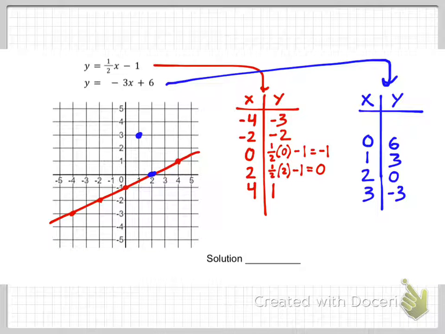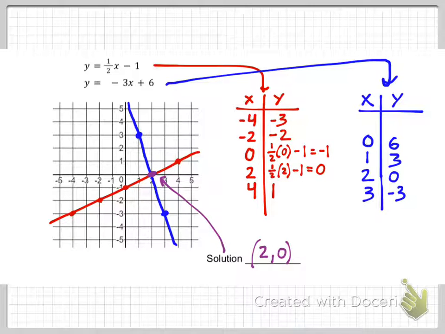When you plug in a 3, you get -3. So I can draw a line across those 3. There, make a straight line. Right 1, down 3 is a slope of -3. And my solution is (2, 0).